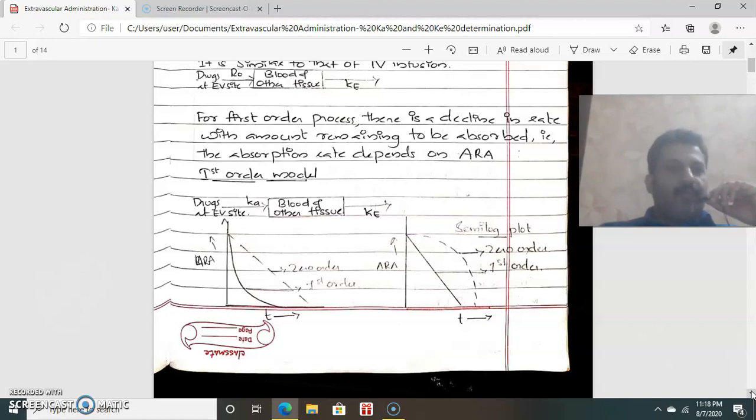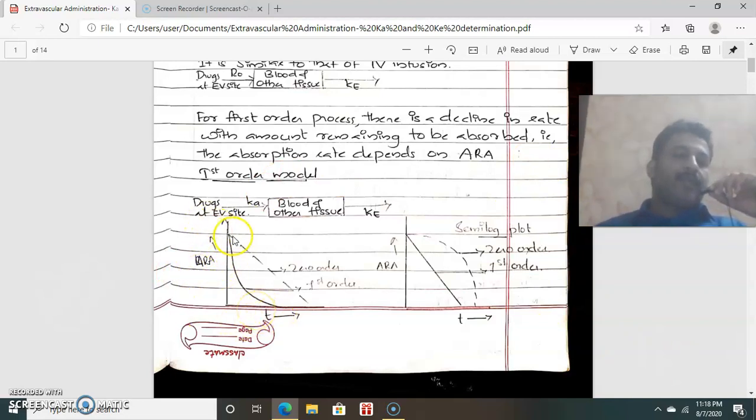But in case of first order absorption, we can say drug at extravascular site, there is an absorption rate constant Ka, then blood and other tissue, and then the elimination Ke. I also told you there is a decline in the rate with amount remaining to be absorbed. That is, the absorption rate depends on ARA. So you can plot the ARA versus time graph, the amount remaining to be absorbed versus time.